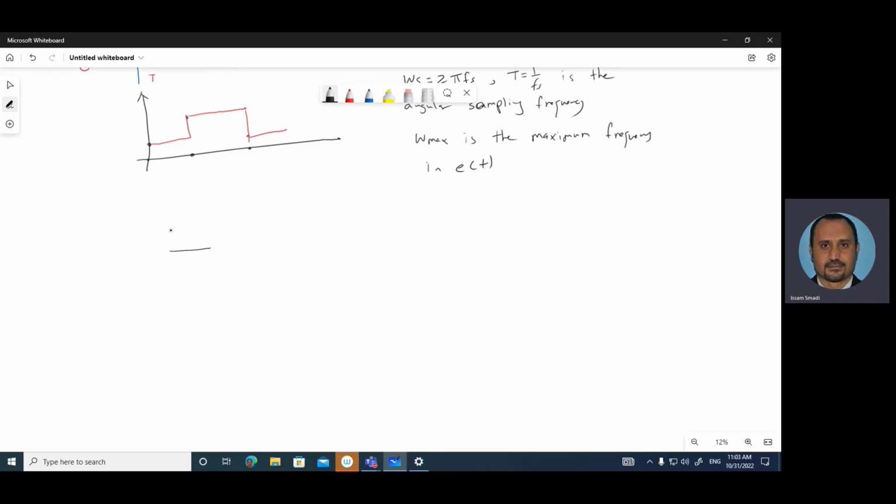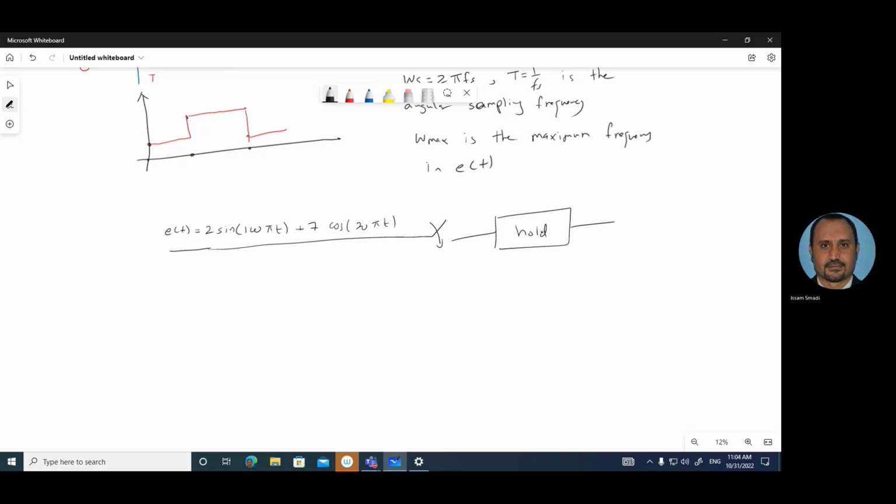Now imagine that this signal, E of t or X of t, whatever you call it, is equal to sine 100 pi t plus 7 cosine 20 pi t. And I need to sample it, then hold it. This is only to highlight the sampling and the hold. In between those, I'm having the computer. I will assume my computer is a unity gain.